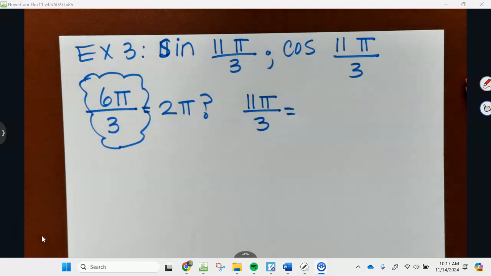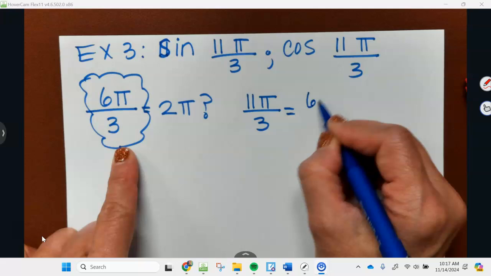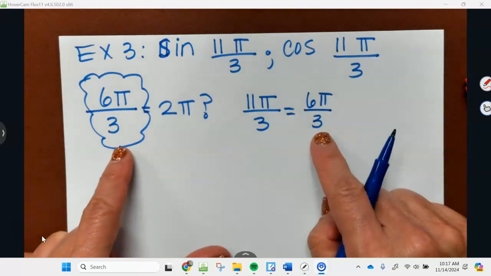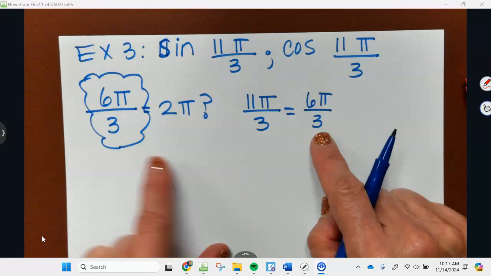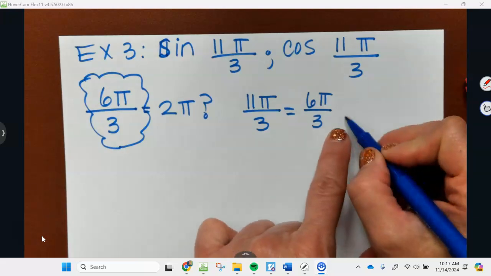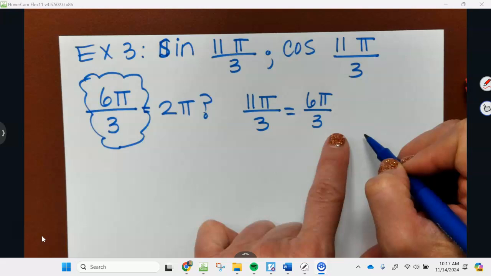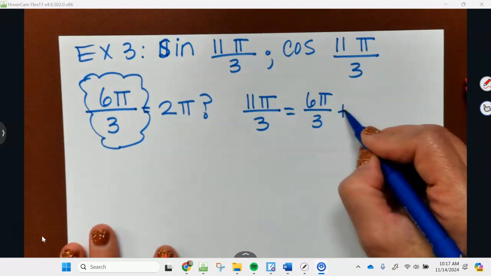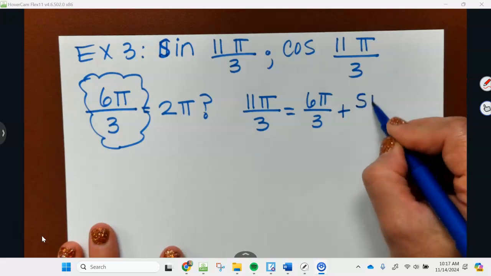Let's start adding increments. So I'm going to add 6 pi over 3. Is that going to be enough for this? No. Now, what if I added another 6 pi over 3? That's too much, isn't it? So how much do I add? 5 pi over 3. That's the answer.